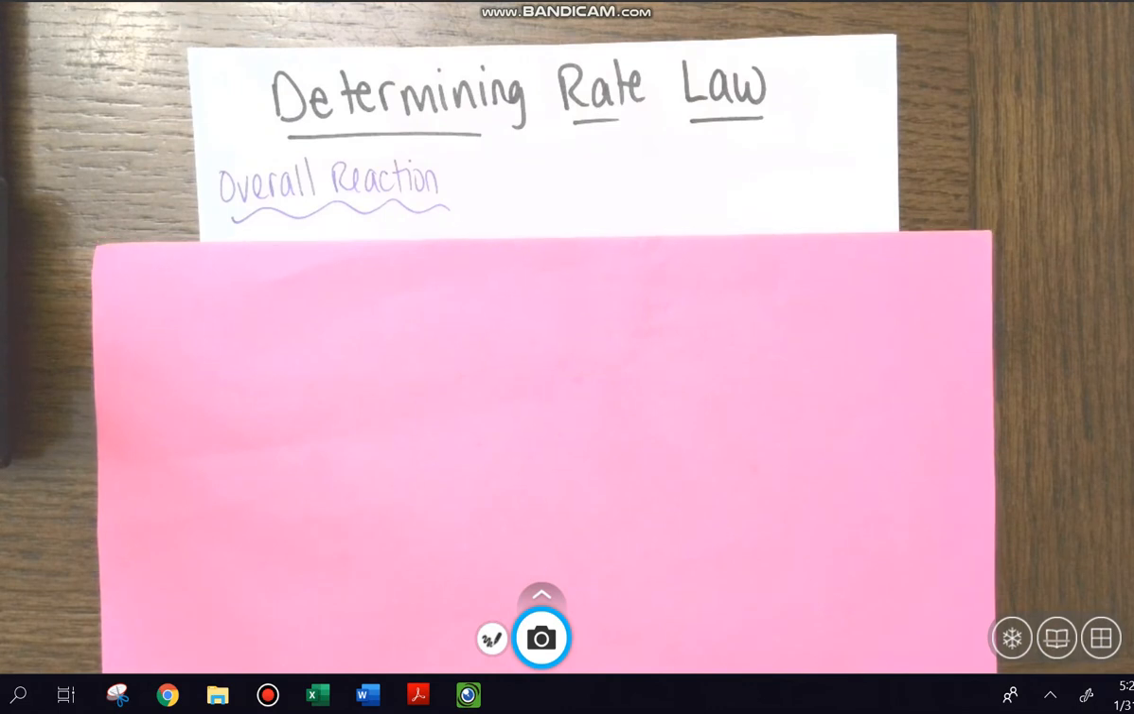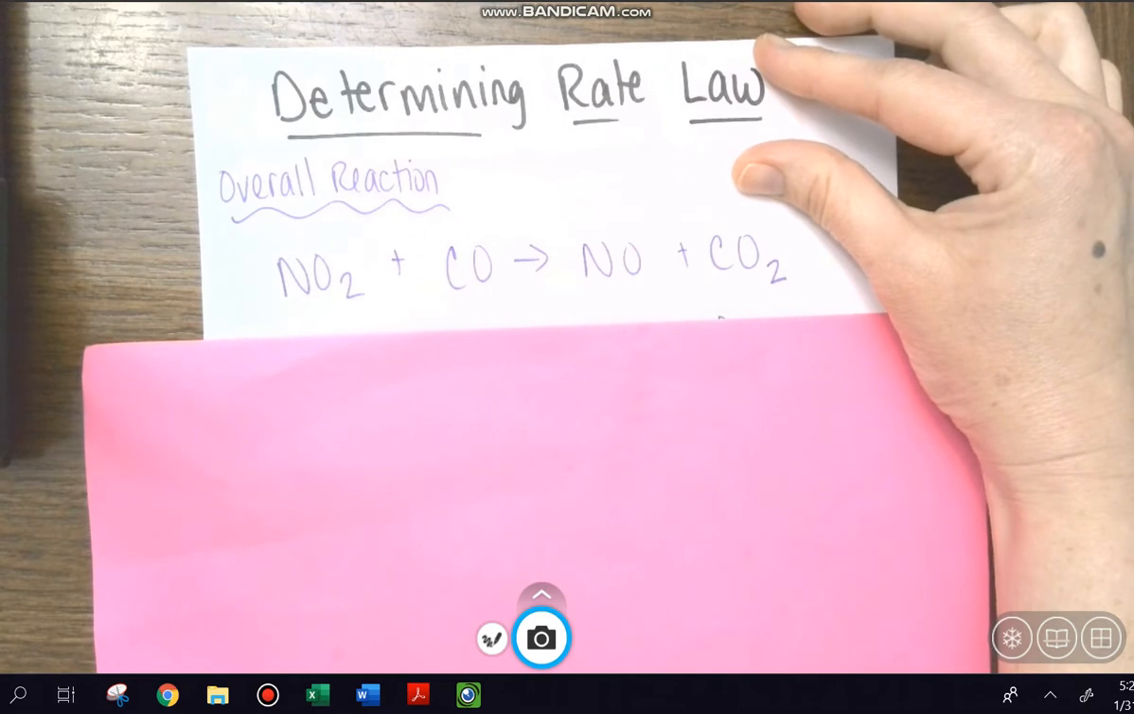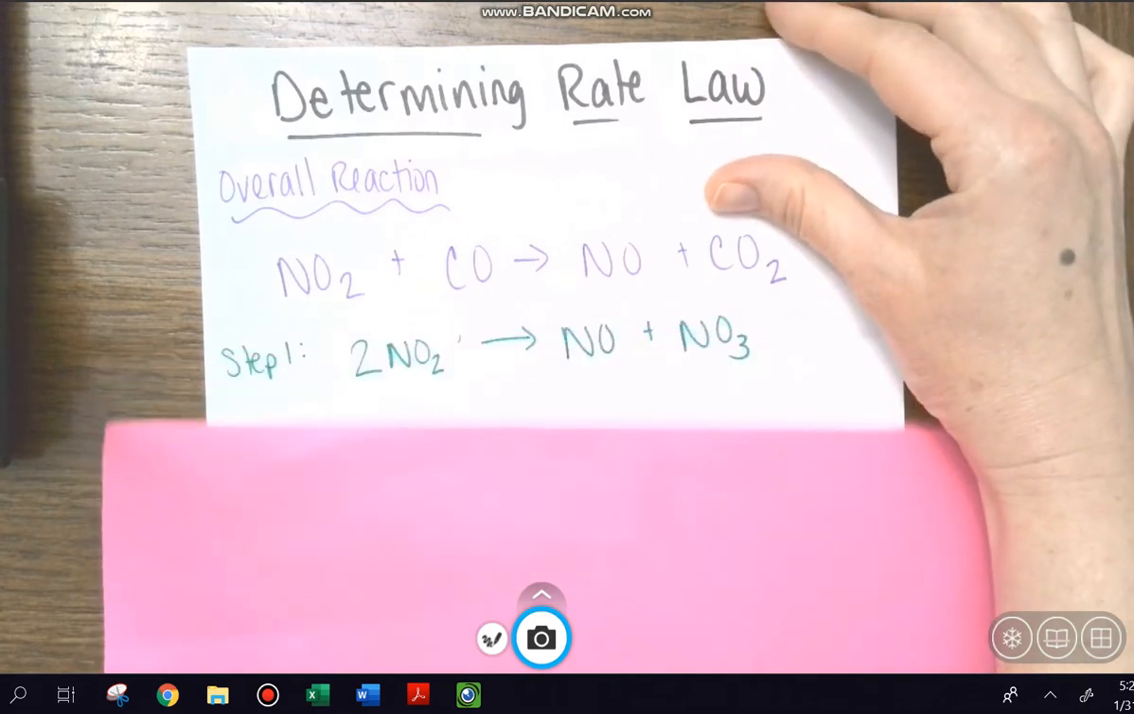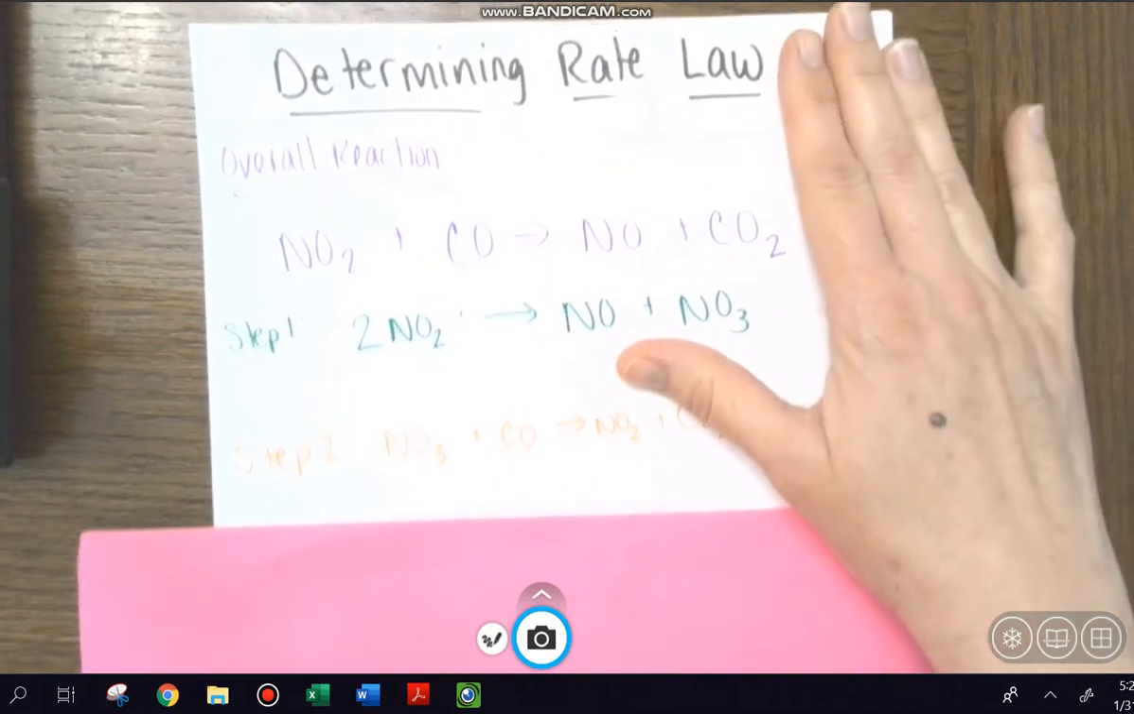Now for the super fun part, we want to be able to determine the rate law. So, of course, what I said before was we're going to have to find what the overall reaction is. We're going to have to look at those elementary steps. So, same reaction again. Here are our elementary steps.